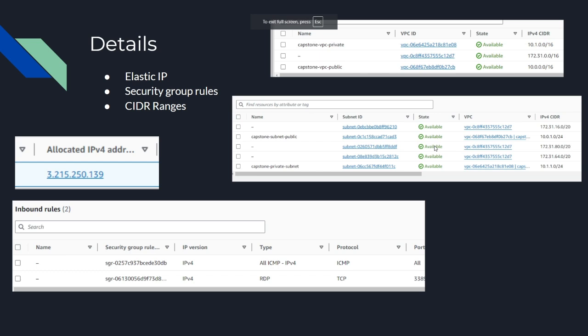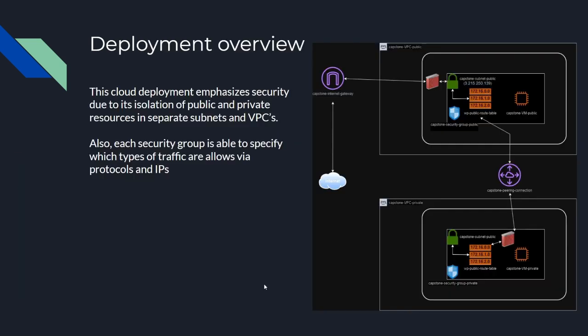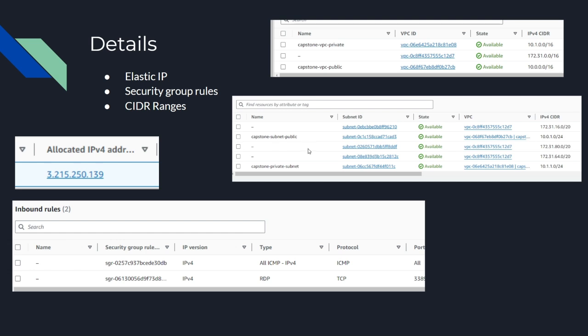So let's move on. Here you can see, like I was saying, the elastic IP address and the security group rules. Here are some infographics of the security groups' inbound and outbound rules. I did set up RDP for my IP address in particular. And then the CIDR ranges.